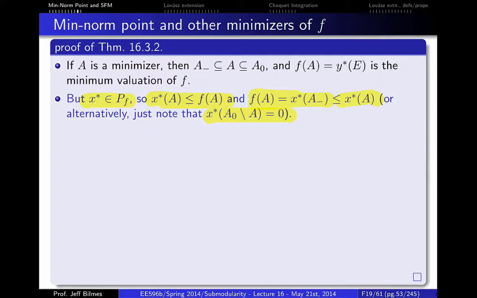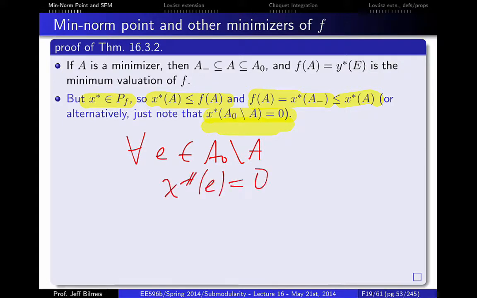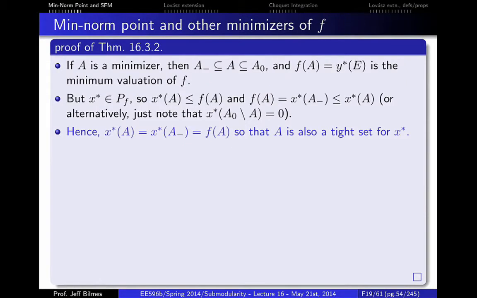So if x is a minimizer, all of this stuff has to sum to 0. Each one of those elements is equal to 0. Or in other words, let me write it this way. For all E in A naught except for A, we have that x star of E is equal to 0. Because of that property, we still have this nice tightness property, that x star of A is equal to x star of A minus, which is equal to f of A. So A is also a tight set for x star.